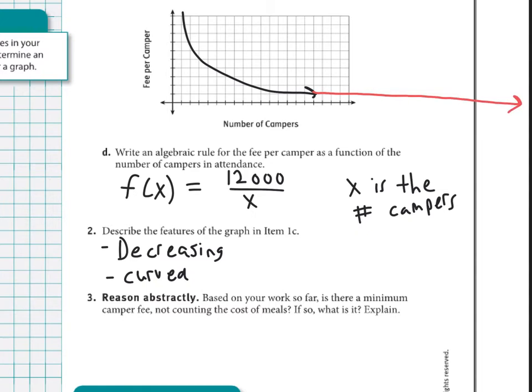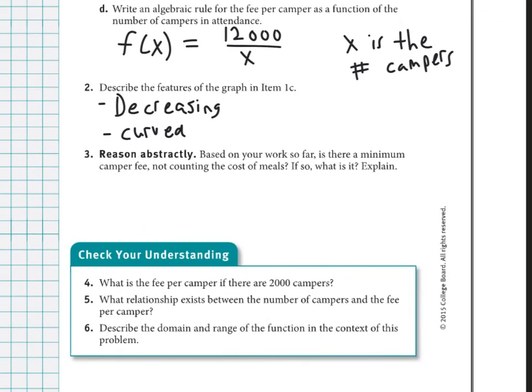Now it's never going to quite equal zero, and it's never going to flip and become negative. It'll never be less than zero. But again, if you had millions and millions of campers, the cost would be so close to zero that it would basically be zero. Okay, so that's going to be an important concept for these as well.